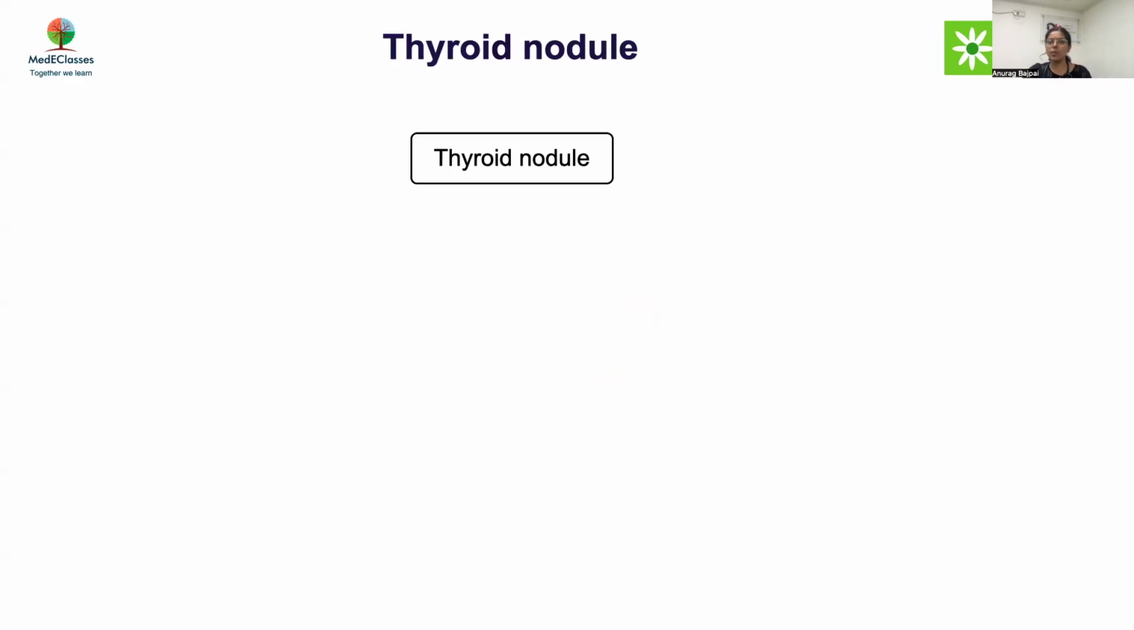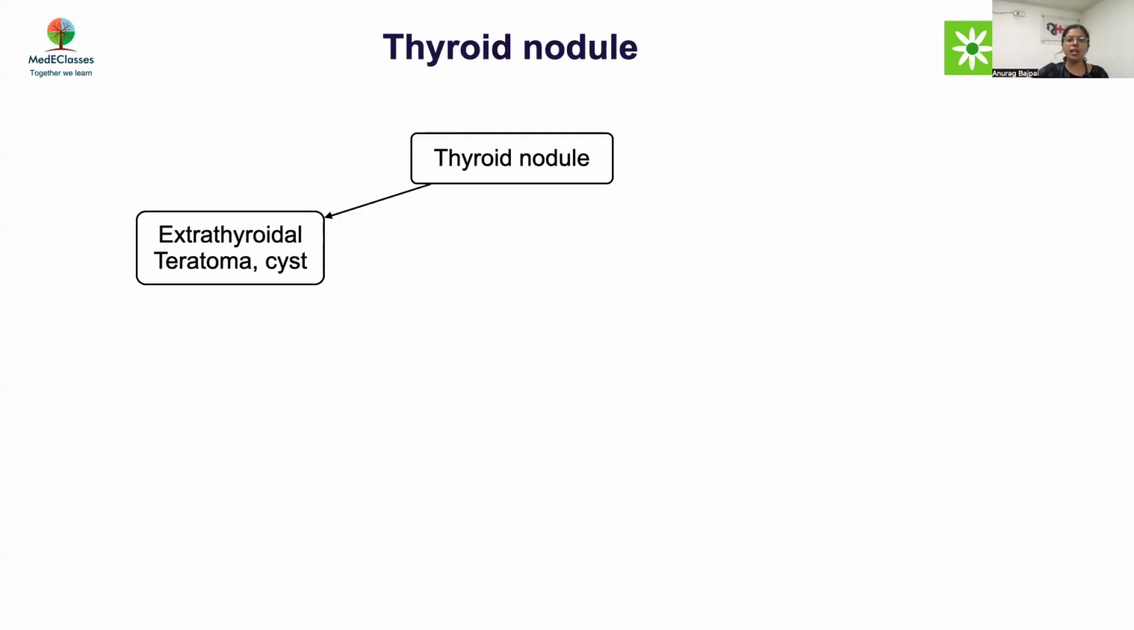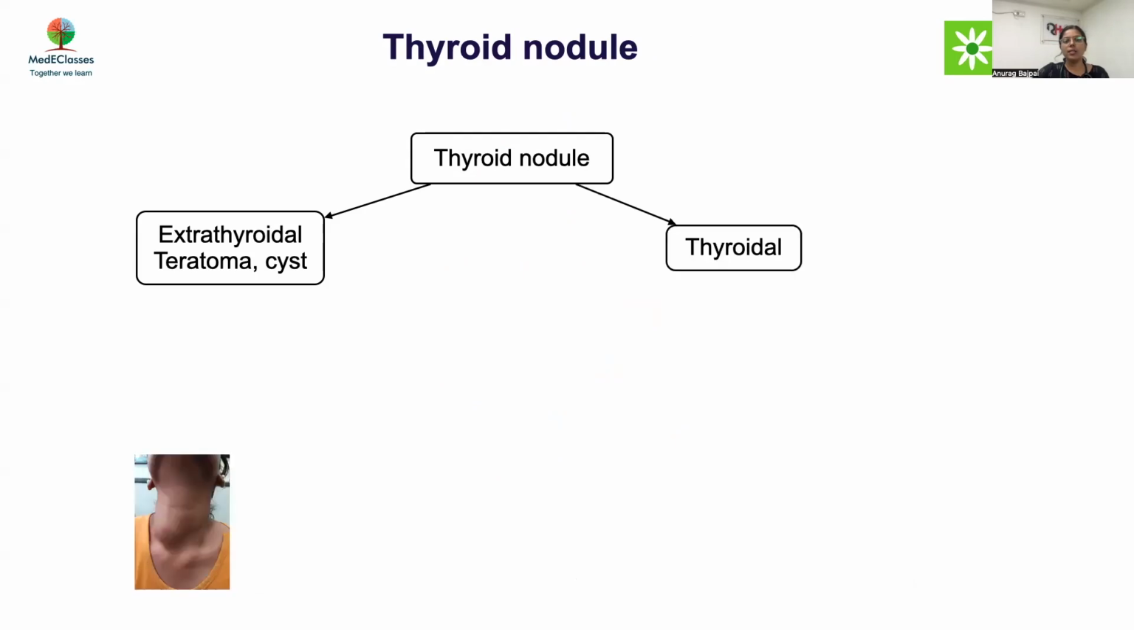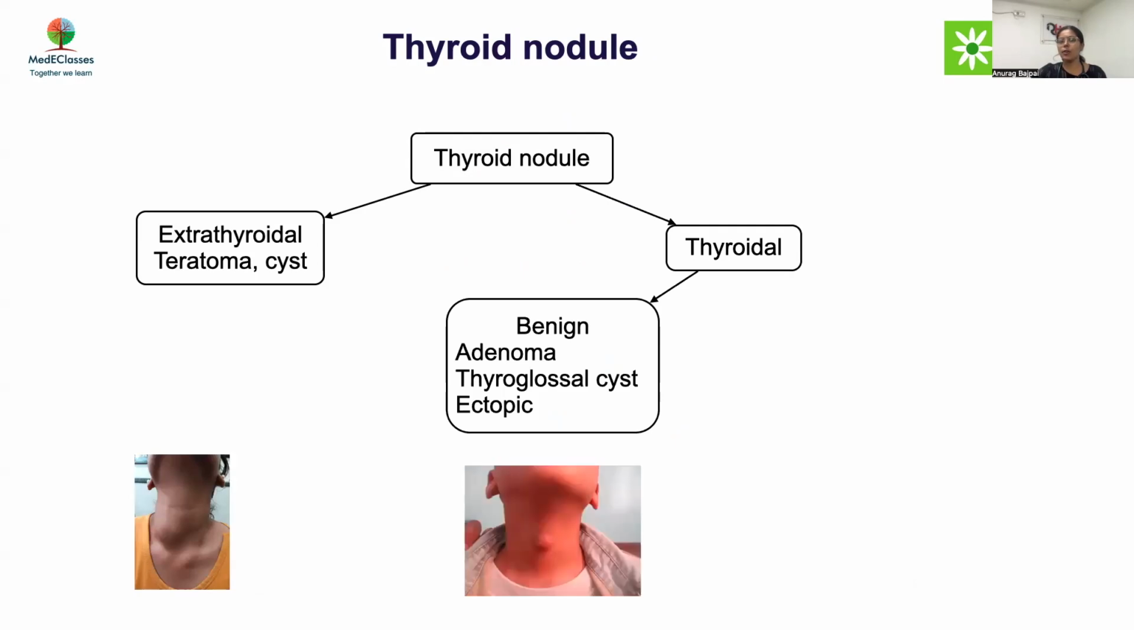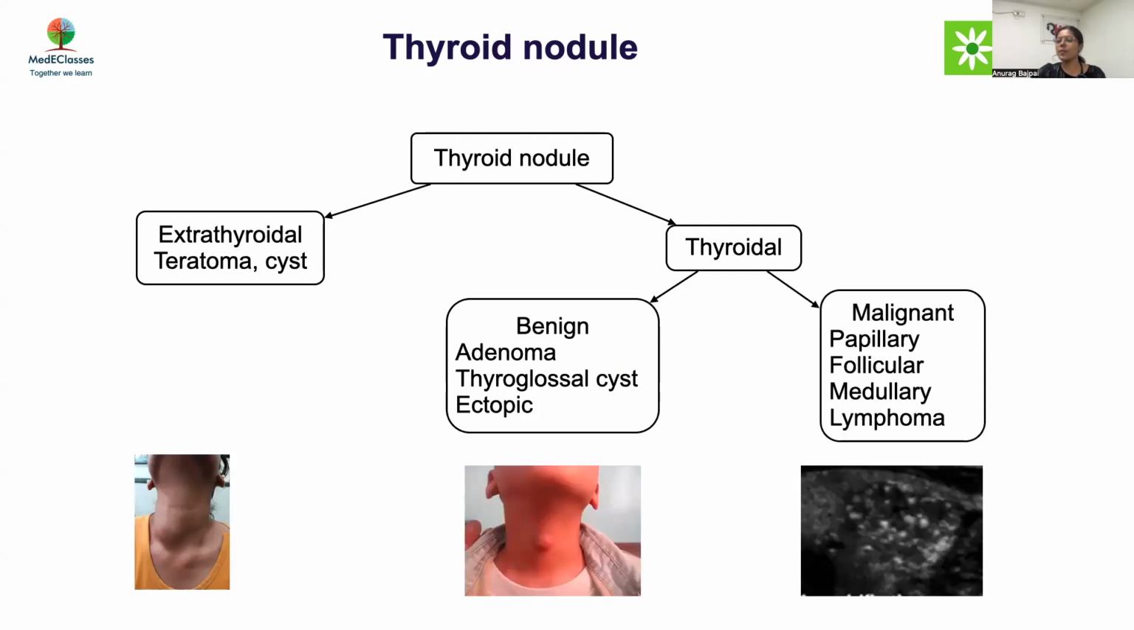Thyroid nodule, coming to thyroid nodule, it could be extrathyroidal, which includes teratoma or cyst. Thyroidal, which can be benign like adenoma, thyroglossal cyst, and ectopic thyroid tissue, or malignant like papillary, follicular carcinoma, medullary carcinoma, or lymphoma.